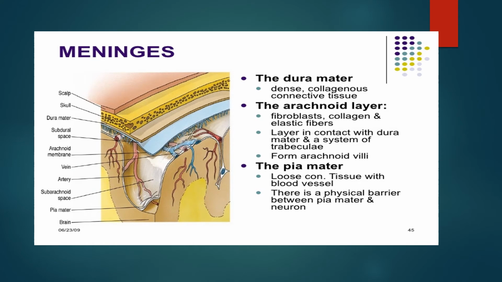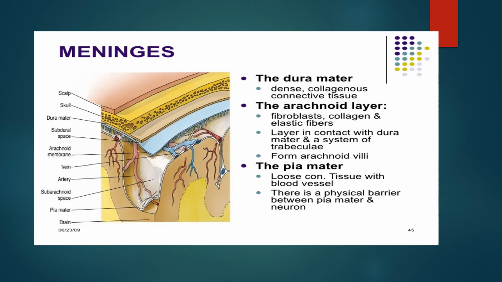Then it includes the meninges. What are the meninges? Meninges are the connective tissue protective coverings of the brain and spinal cord. There are three layers from outside to inside. Number one, from outside, is the dura mater. Here you can see the outside layer is the dura mater. Mater means mother, okay, and it is a dense collagenous connective tissue.